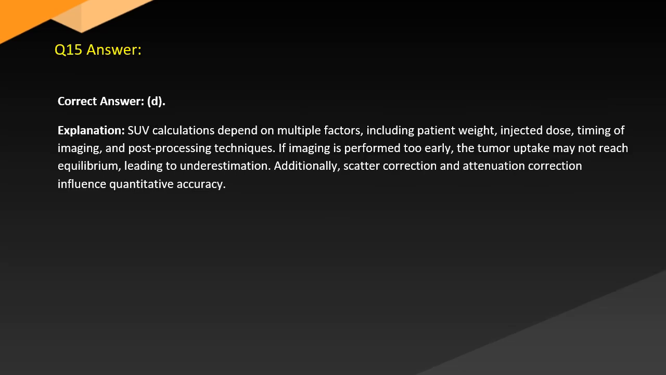Answer. Correct answer: D. Explanation. SUV calculations depend on multiple factors, including patient weight, injected dose, timing of imaging, and post-processing techniques. If imaging is performed too early, the tumor uptake may not reach equilibrium, leading to underestimation. Additionally, scatter correction and attenuation correction influence quantitative accuracy.